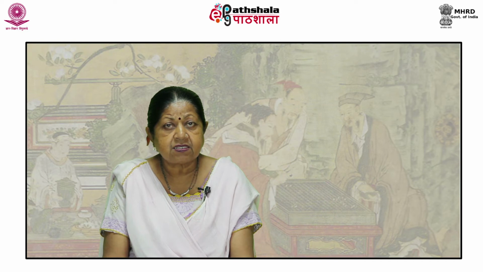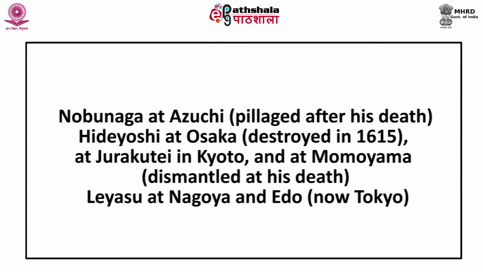As a period in the history of Japanese art, however, it may be said to have extended for some years into the Tokugawa era. The three dictators, Nobunaga, Hideyoshi, and Ieyasu, demonstrated their power and wealth by the construction of castles and palaces of a magnificence hitherto unknown in Japan. Nobunaga at Azuchi, pillaged after his death, Hideyoshi at Osaka, destroyed in 1615, and Jurakudai in Kyoto and at Momoyama, dismantled at his death. Ieyasu at Nagoya and Edo, now Tokyo.